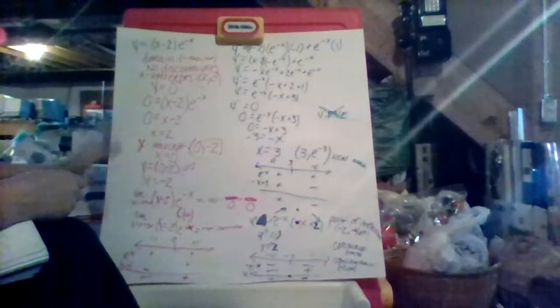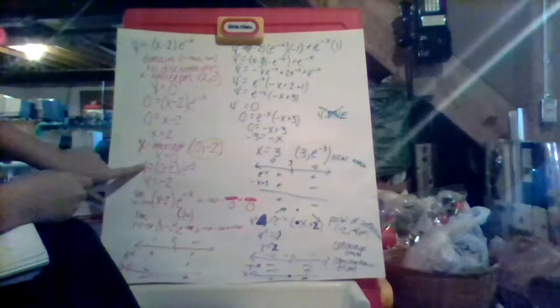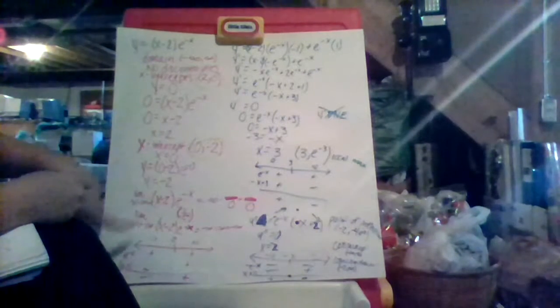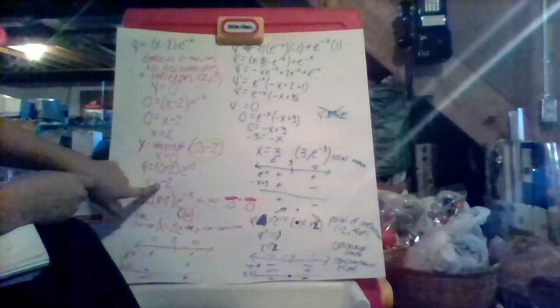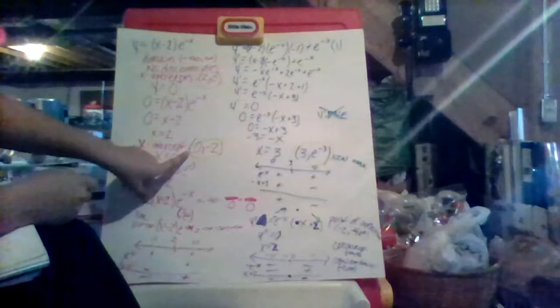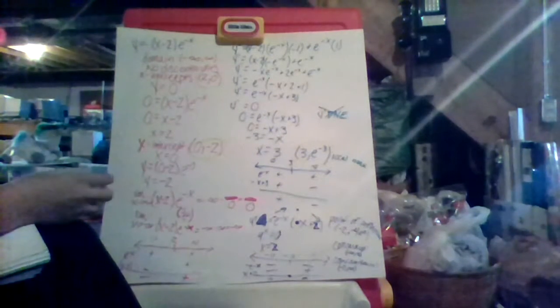Our y-intercept is where x is equal to 0. So when you plug that into our original function, anything to the 0 power is just 1. 0 minus 2 is negative 2. So our y-intercept is (0, negative 2).